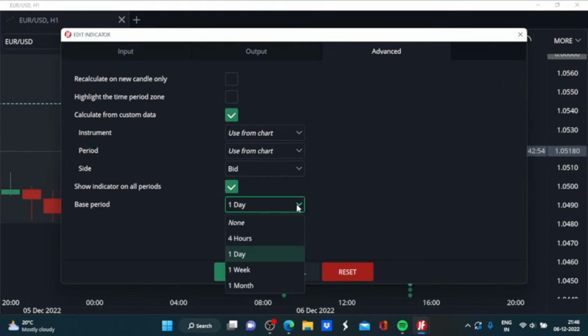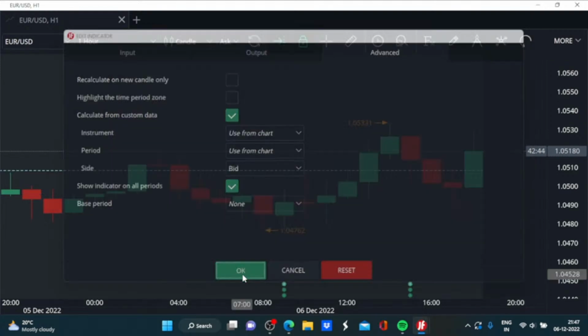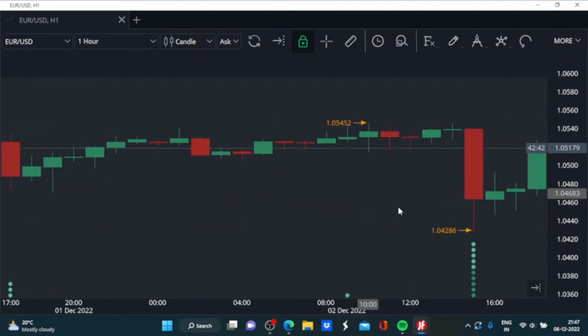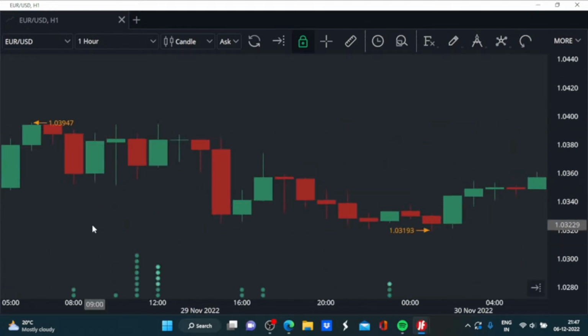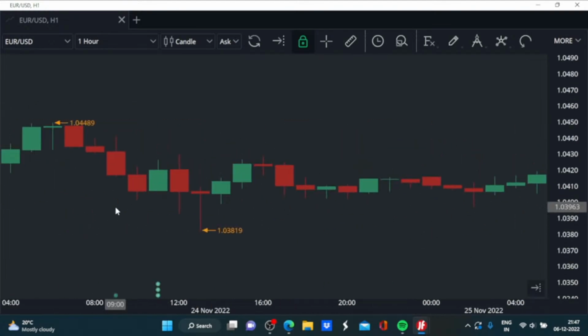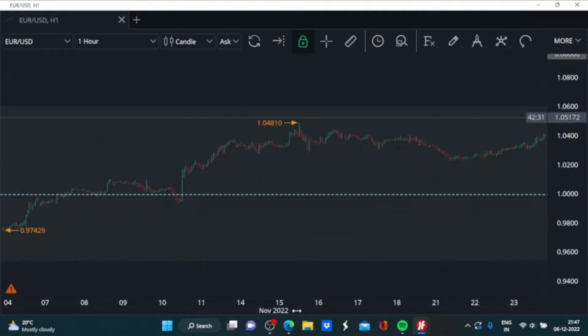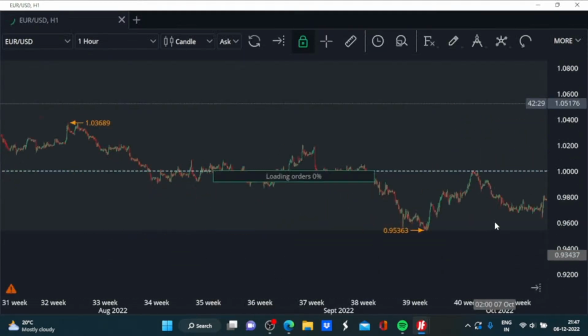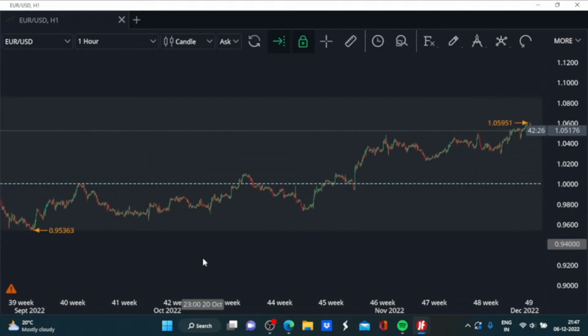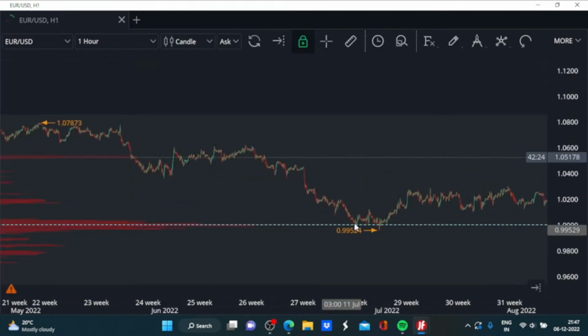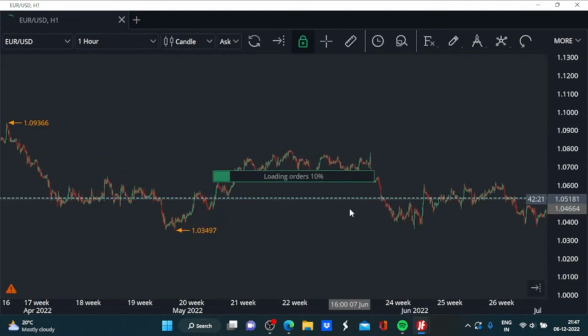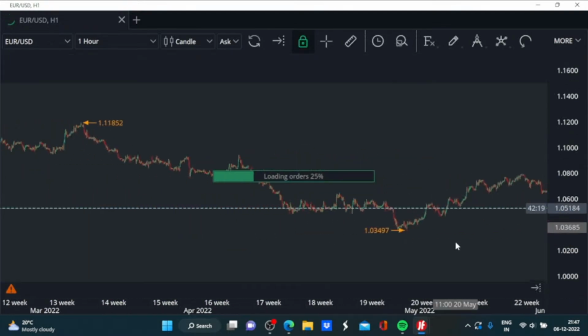Base period can be day, 4 hour, weekly, or monthly. You get these options to customize this indicator. So depending on your base period, you will have the plotting of this indicator. Now that I have made it monthly, I think we are seeing a large amount of price points being taken into consideration for the plotting. Let's look at it.